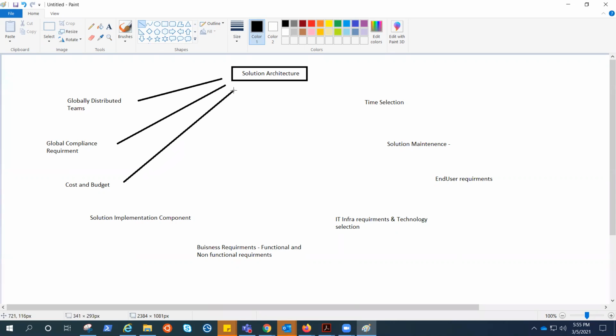Cost is because you can prepare the best solution ever, but you need to keep this in mind: somebody has to pay for that solution, right? So cost and budget is very important. Solution implementation component, business requirement, functional and non-functional, that we will cover in later videos. Technology selection, which is very important, that defines a lot of things.